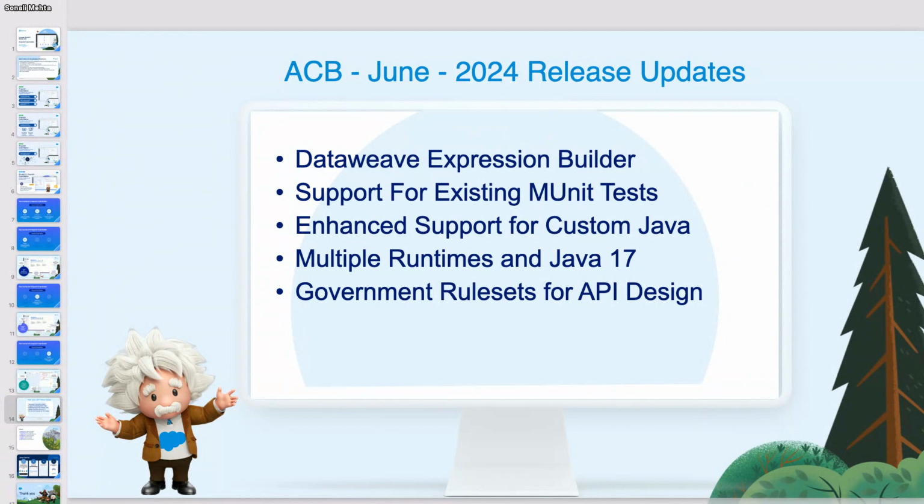With that feature, you can ensure compliance with your organization's governance rule sets while designing new REST API specifications directly in the code builder. So these are the great features that came in the June release, and there are many new features coming along with the Einstein capability in October of this year and also in early 2025.